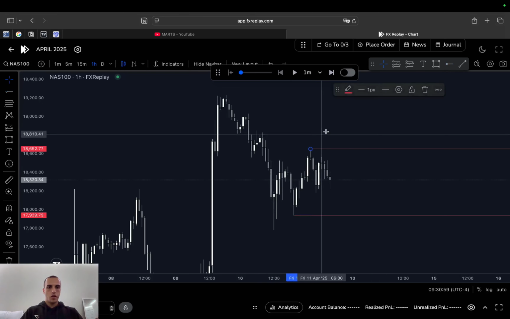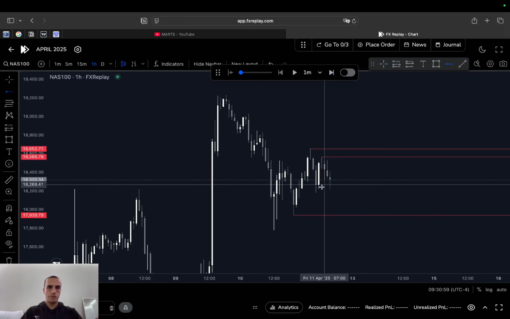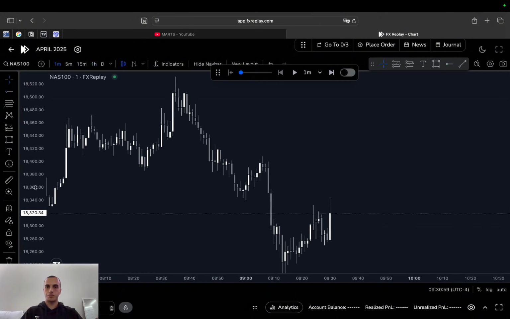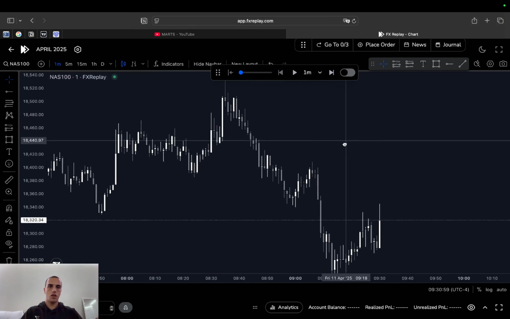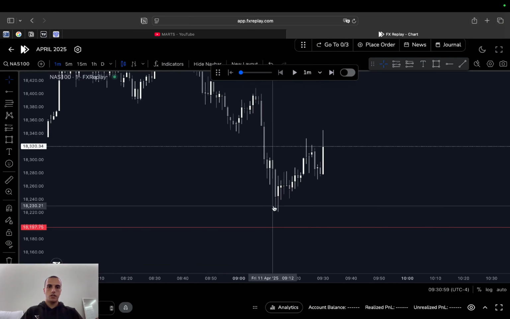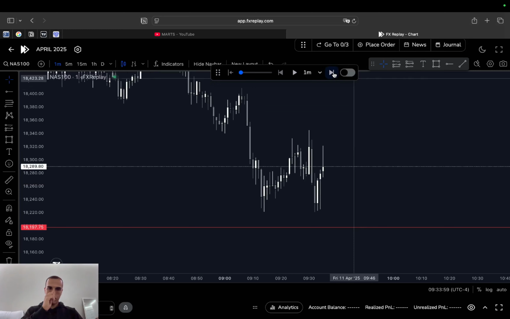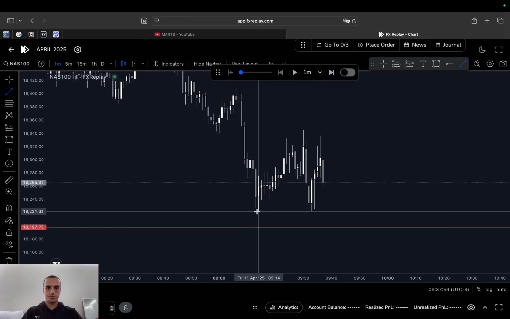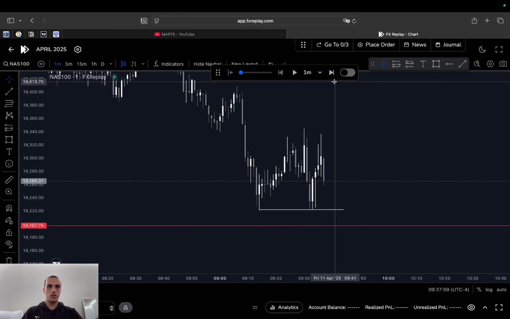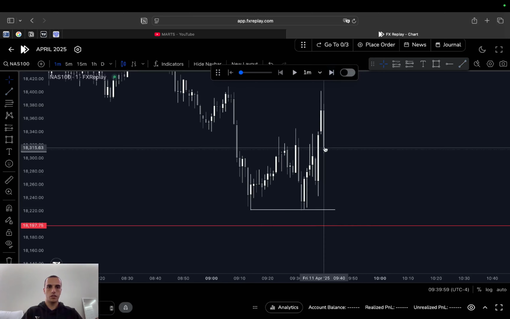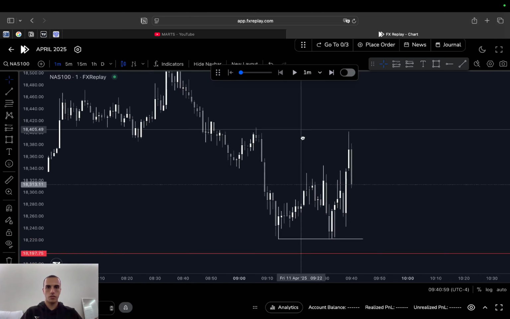Asia low, Asia high. Buy side, sell side. Let's wait for market open. Market open, we sweep the sell side, perfect. We are reversing it. So we'll just start building context.